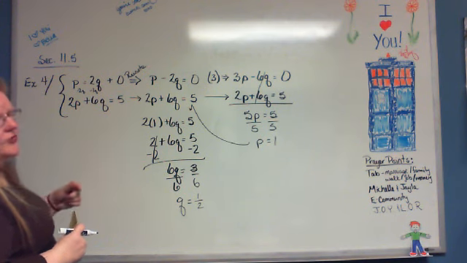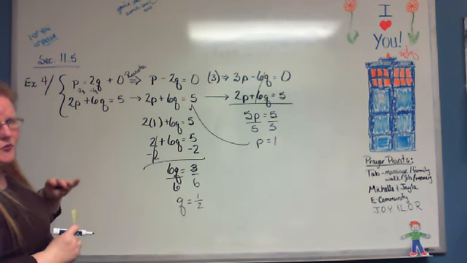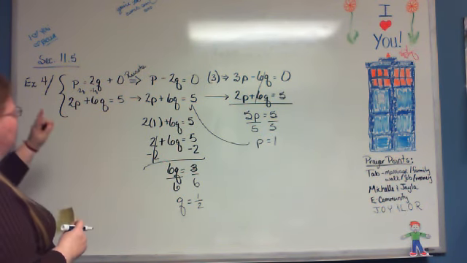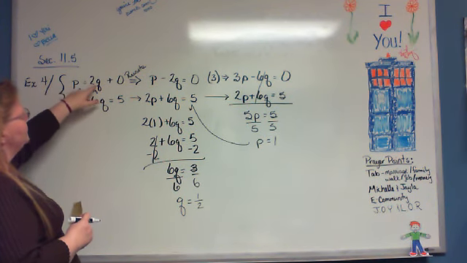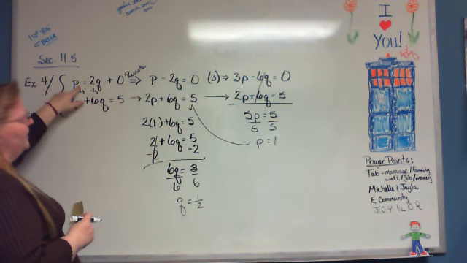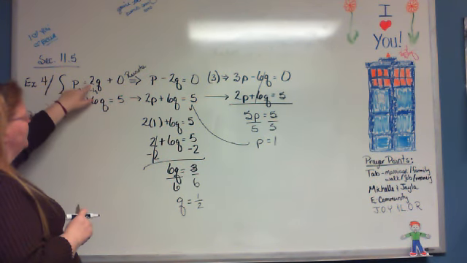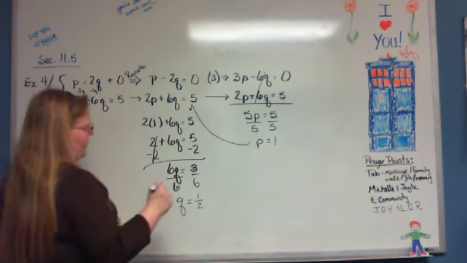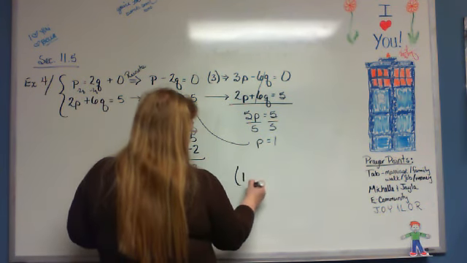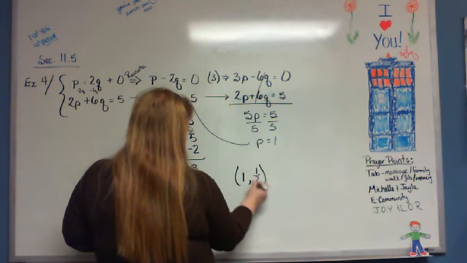I got a fraction. I don't particularly like fractions, so I want to make sure that it's right. I'm at least going to plug it into one of them. My original one was P equals 2Q. P is 1. Does 1 equal 2 times 1/2? And yes, it does. So I have more confidence now that it's 1 and 1/2.